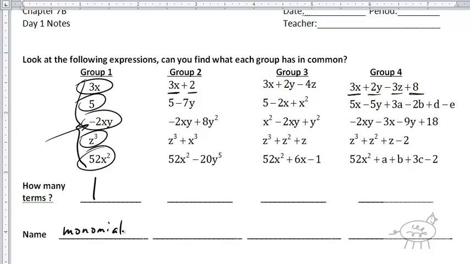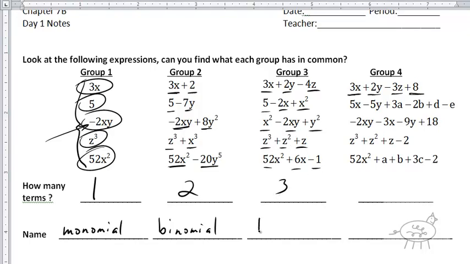Group 2. Do you agree each of these has two terms? So you're going to write two terms, and this name is, just like a bike with two wheels, bi, so it's binomial. Group 3 has three terms, each one, right? So that's 3, and like a tricycle, we call this a trinomial.